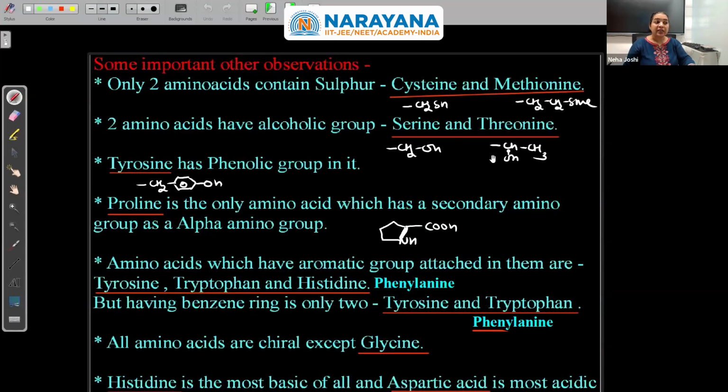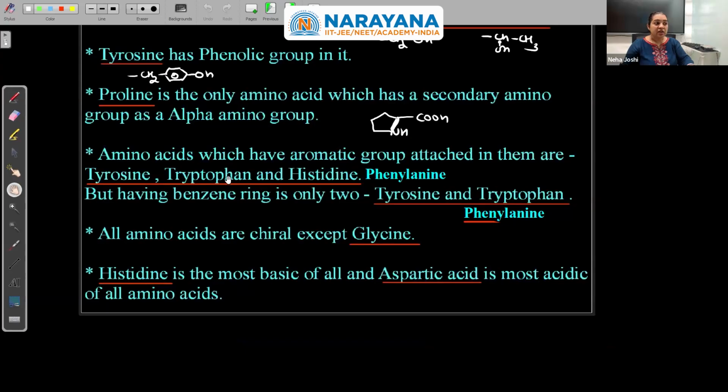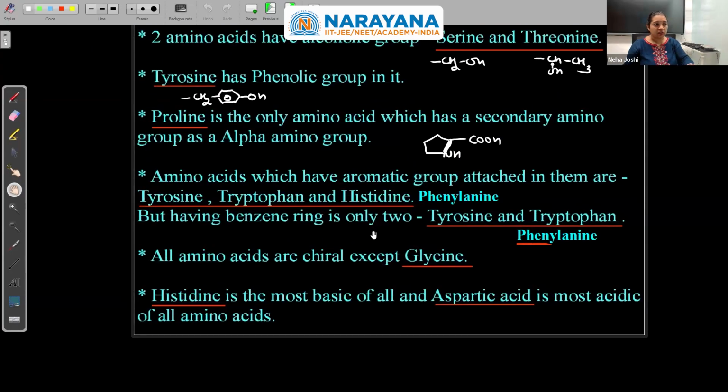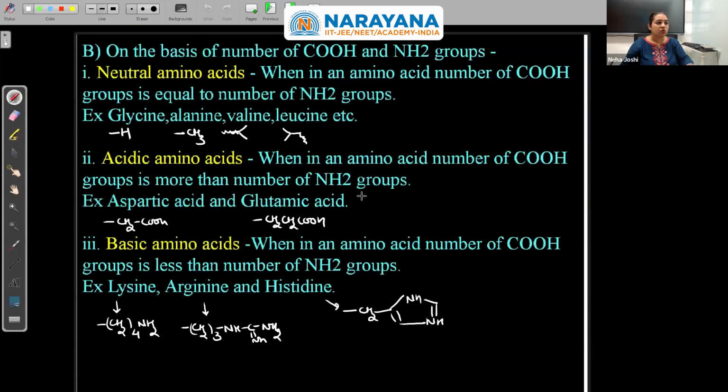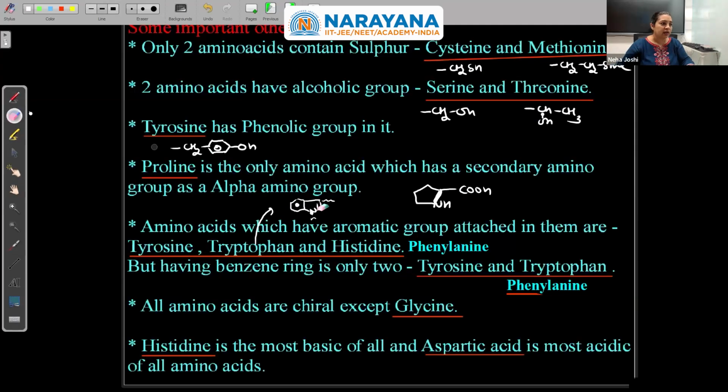Amino acids which have an aromatic ring attached in them are tyrosine, tryptophan, and histidine. Let us check all of these. Tyrosine, here the ring is aromatic. Tryptophan was benzene and then NH like this, right? One CH2 was also there in tryptophan. Let me add that also. So CH2 and then like this.